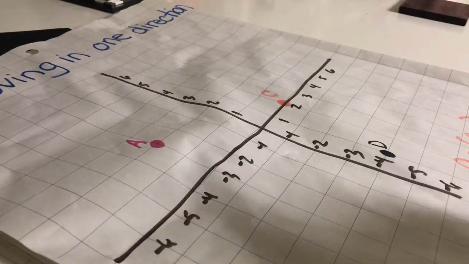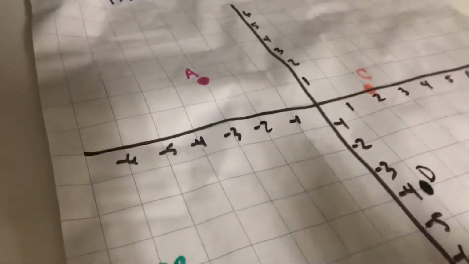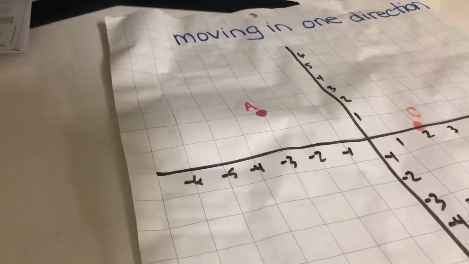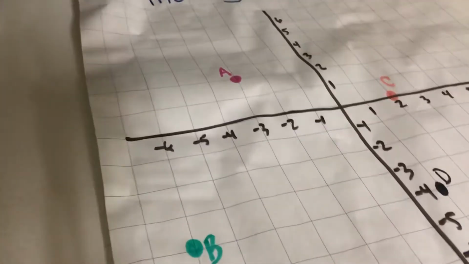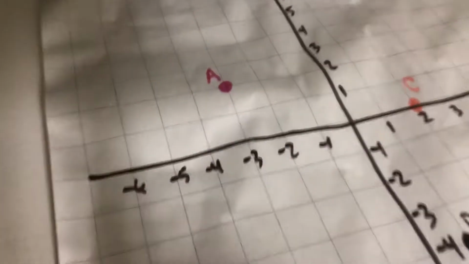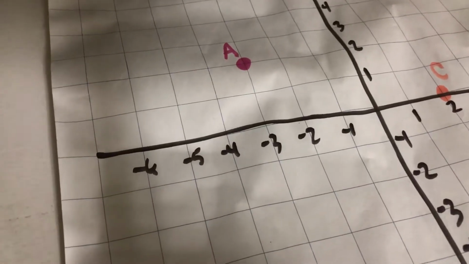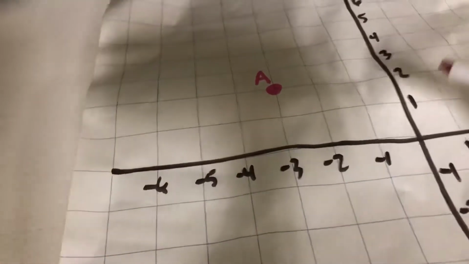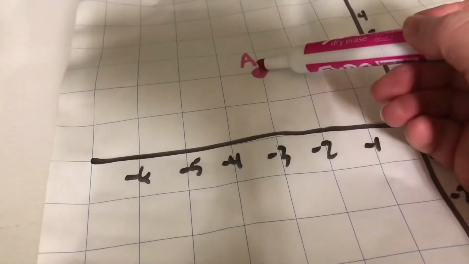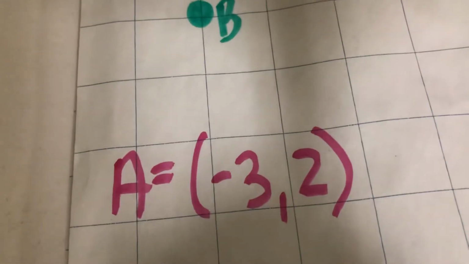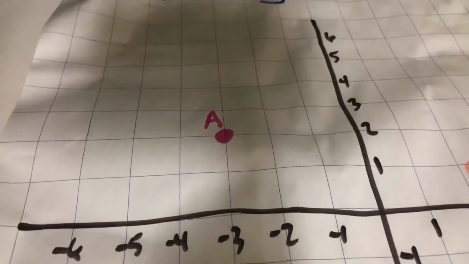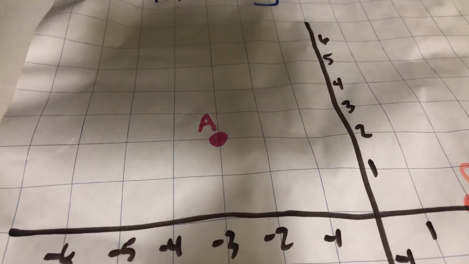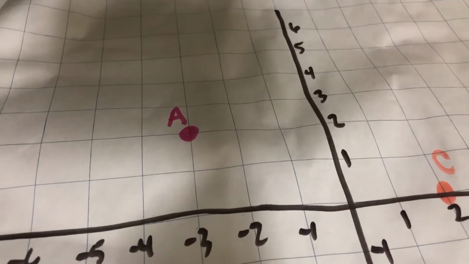We're going to move certain points in certain directions. Okay, we're going to move them along the x-axis, or we're going to move them along the y-axis. So the first thing we have is point A. And if you look at point A, we can see that point A is at -3, 2. And I've written it down here: A equals -3, 2. I want to move that point 4 to the right.